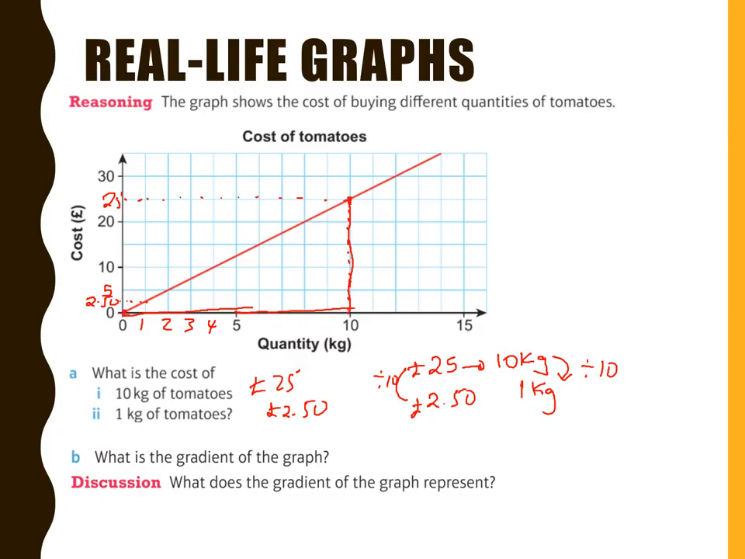Last time it was all one gap. But in this case, each has 5 gaps, okay? So each box is £5. So 5, 10, 15, 20, 25. So if I go 5, 10, 15, 20, 25, my m is change in y over change in x. So it's 25 over, so it's going to be 1, 2, 3, 4, 5, 6, 7, 8, 9, 10. So it's 2.5. That's my gradient.